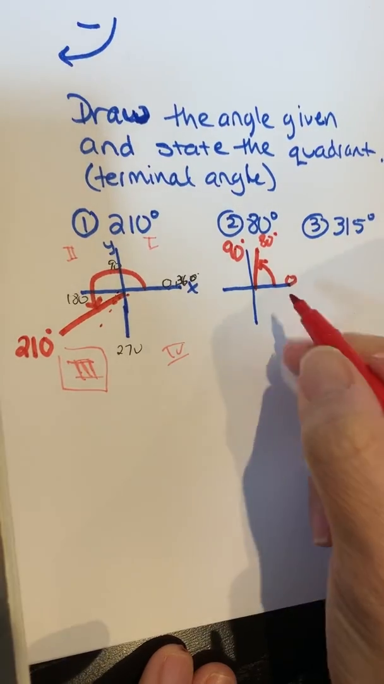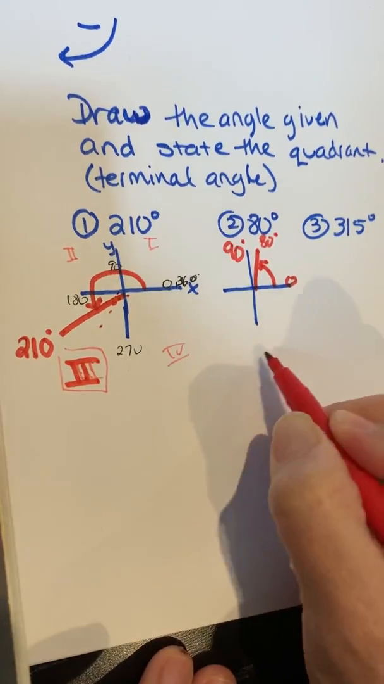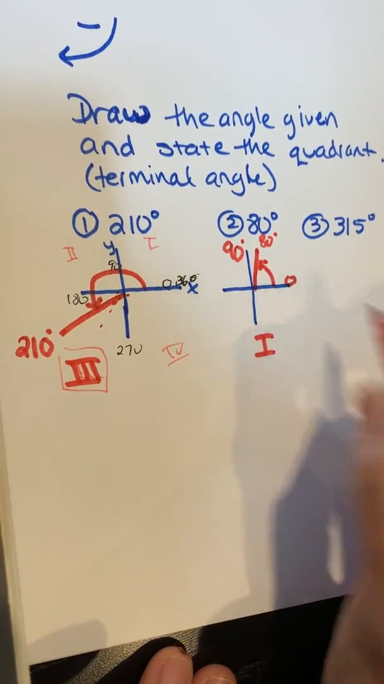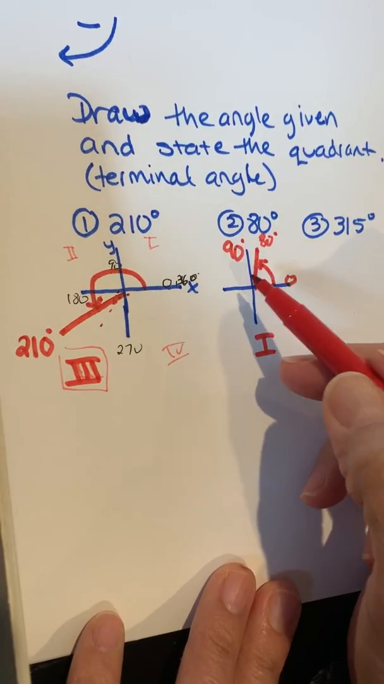Okay, so now what quadrant is that in? Oh, this one, I want it in red. This one's quadrant 1, because that's quadrant 1. Good? Next one. And remember, drawing this is part of the assignment.